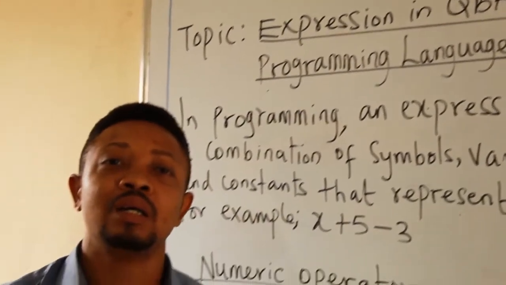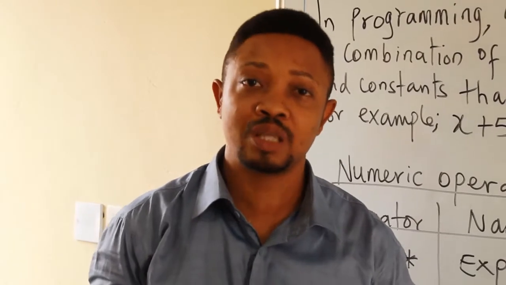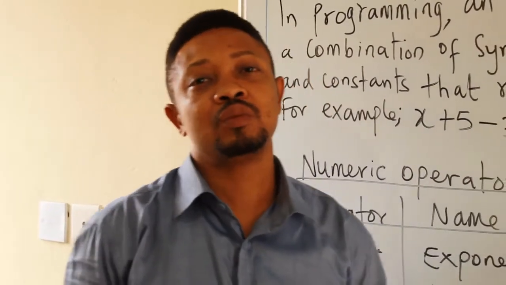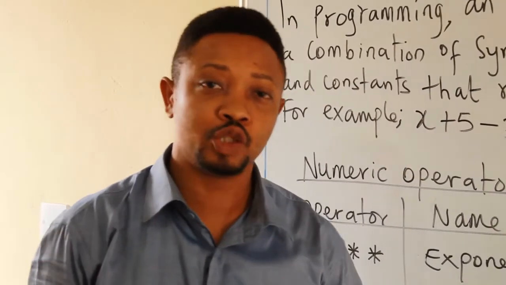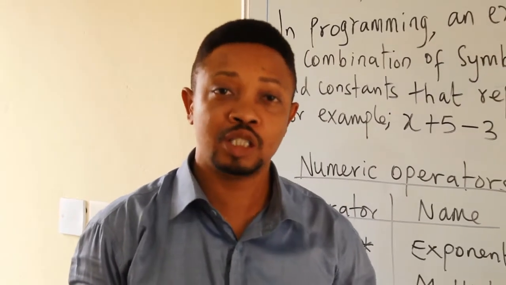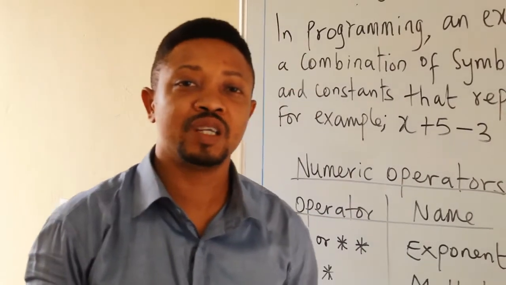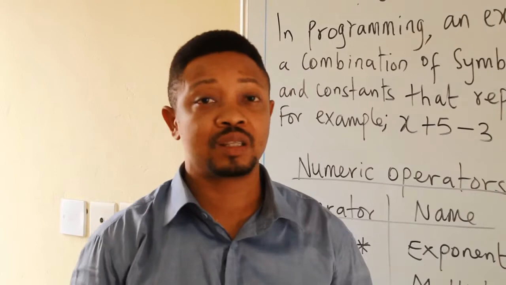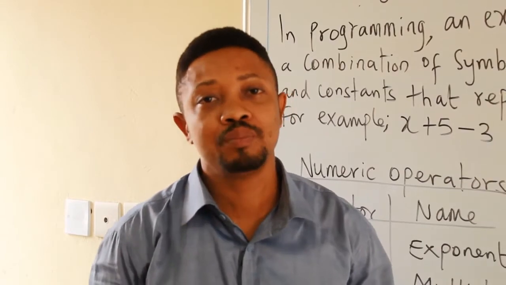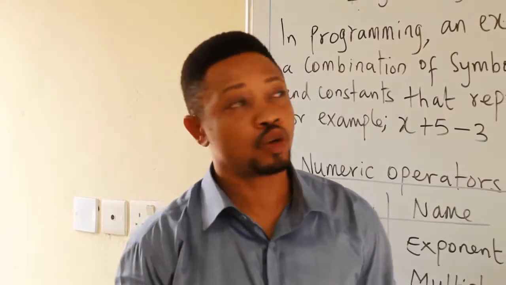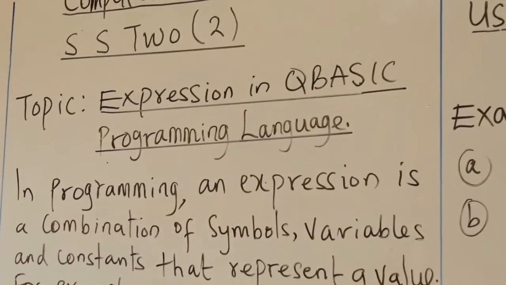Now, as a reminder, in SS1 we looked at basic programming, and we said that there are different versions of basic programming. We mentioned Visual Basic, GW Basic, and Quick Basic, which is abbreviated as QBasic. Everything we have been looking at from SS1 up to now in SS2 has been Quick Basic, which is QBasic. And so today we're looking at expressions in QBasic programming language.